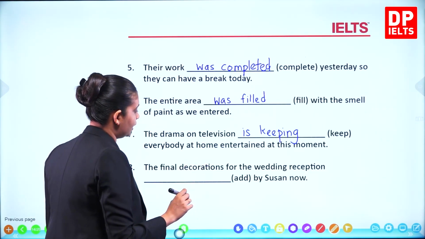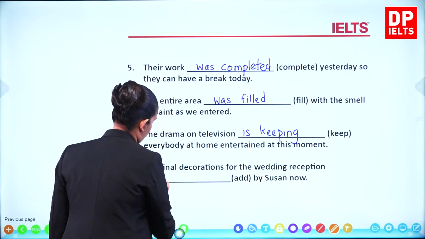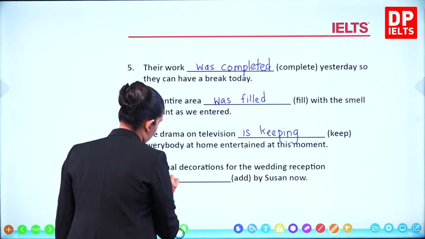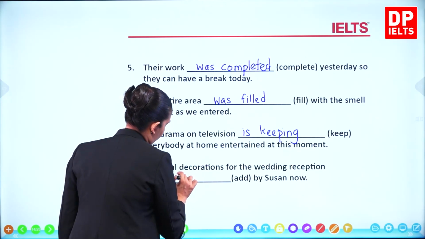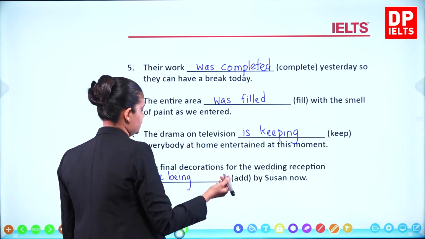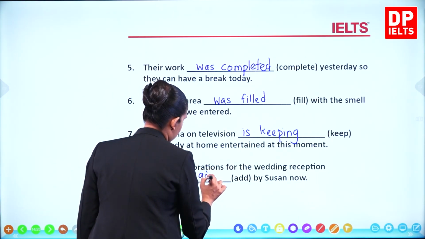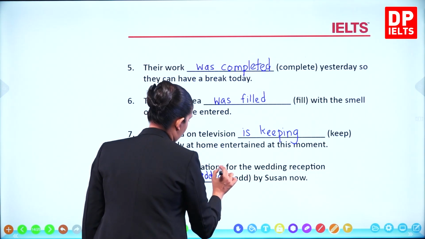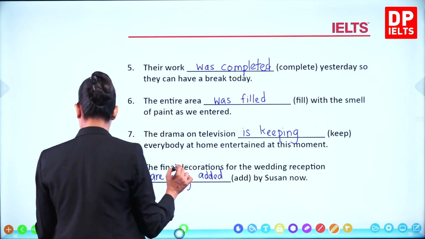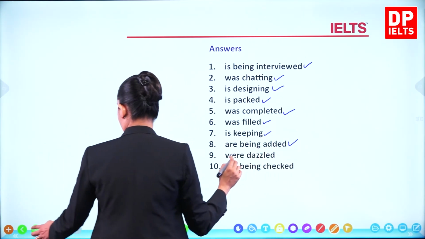The final decorations for the wedding reception. Decorations are being. It's happening at the moment. And who is doing it? Susan. So passive voice, are being added by Susan now. So here we go, are being added.